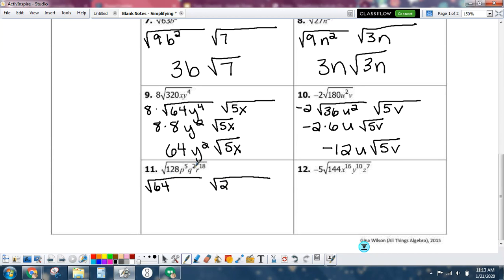And now I can go ahead and do my variables. So 5 is not divisible by 2, so I'm going to put 4 here and put the extra p over here. 2 is divisible by 2, so I can go ahead and put that here. And 18 is divisible by 2, so I'll put that here.